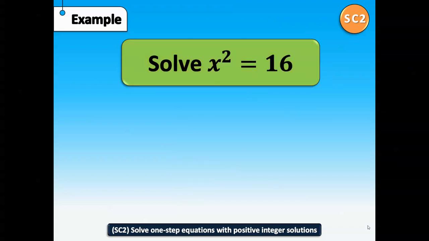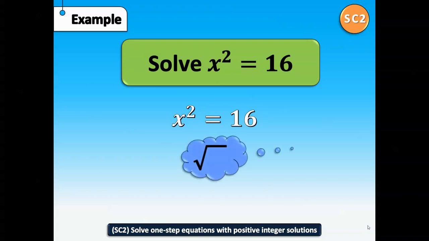This time, we want to solve x squared equals 16. So squared means times by itself. So what number times by itself would make 16? To help us with that, we can do the opposite of squaring something, which is to square root it. So we can square root 16. Square root of 16 is 4, because 4 times 4 is 16.